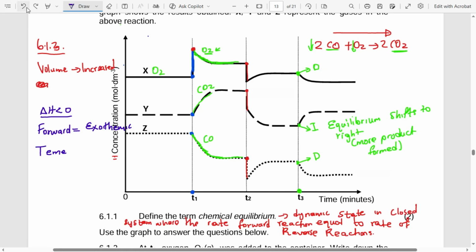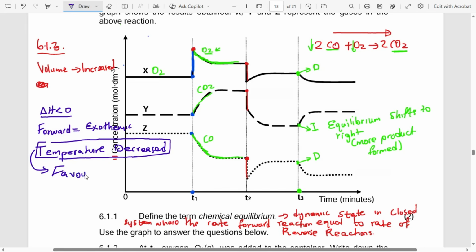Let's write this down next. Someone might need this. So if the temperature is decreased, a decrease in temperature will favor what? A decrease in temperature favors the endothermic reaction. I'm sorry, the exothermic reaction. Okay, that's what I need you to understand for now. So therefore, the equilibrium will shift to the right.